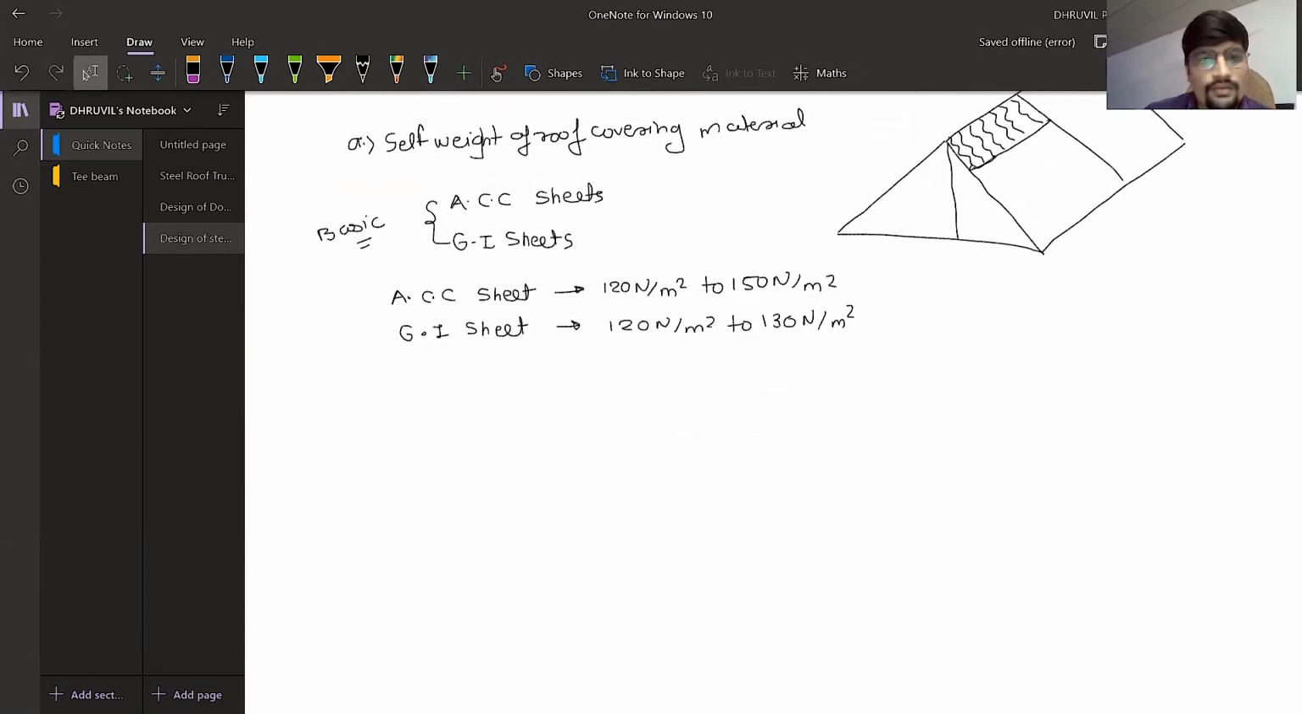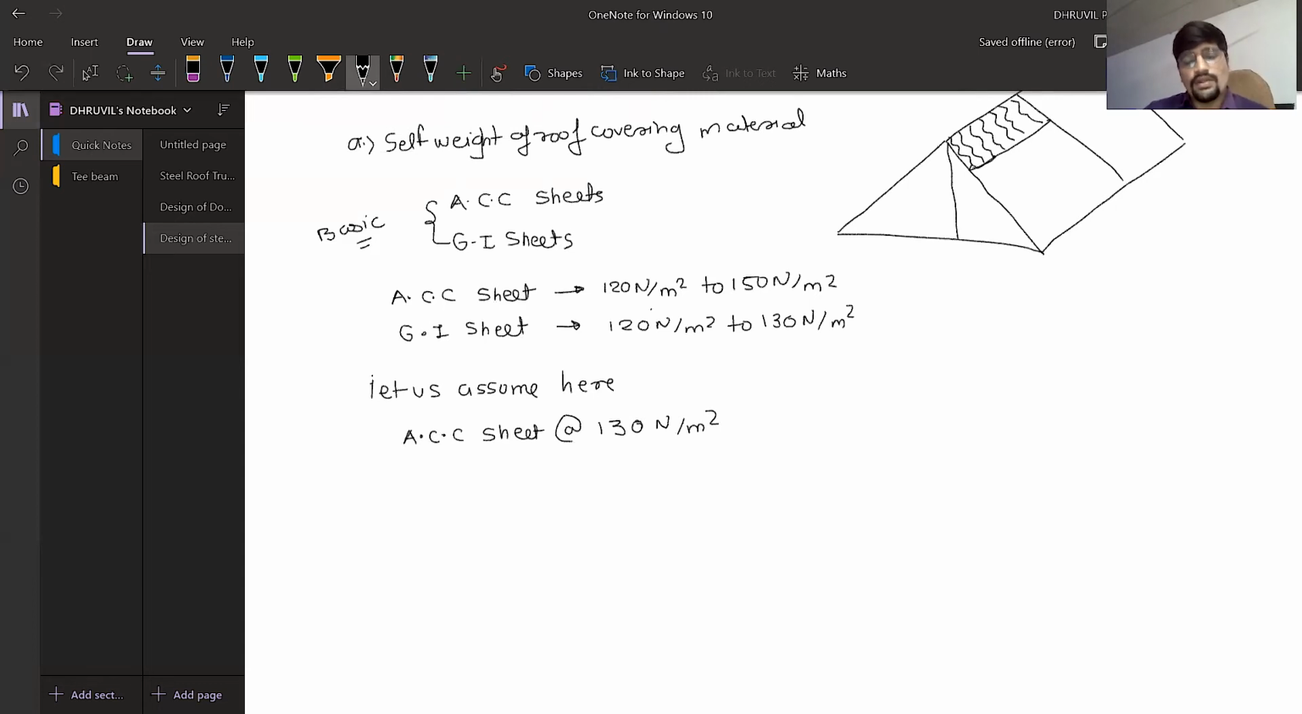Let us assume ACC sheet, and let us assume AC sheet at the rate of 130 Newton per meter square. I am assuming 130 Newton per meter square, in between 120 to 150.